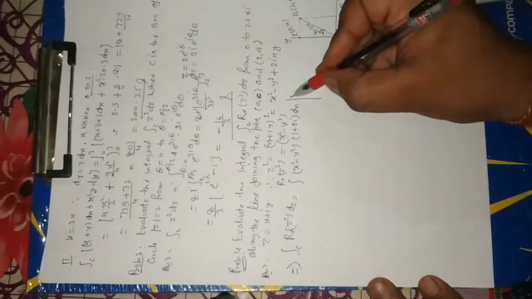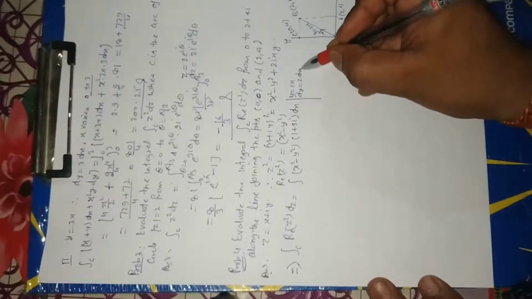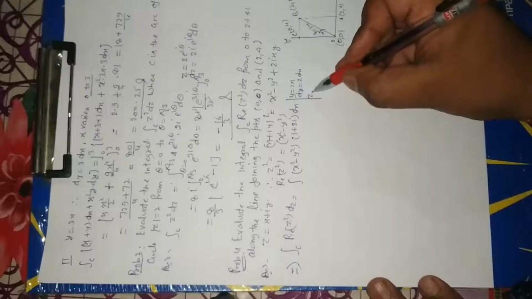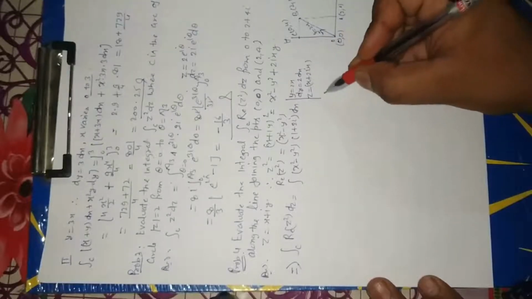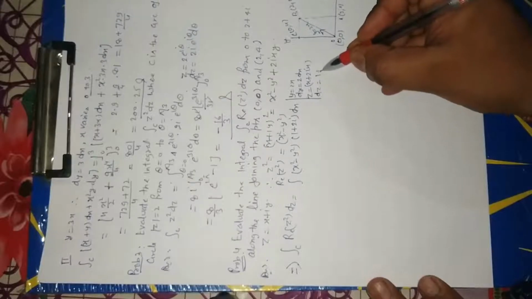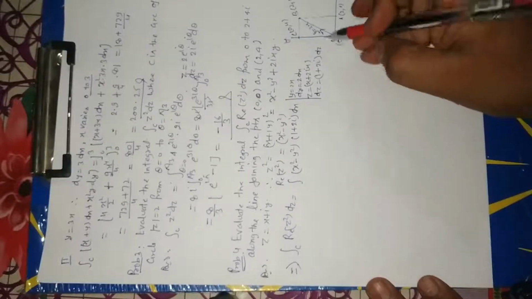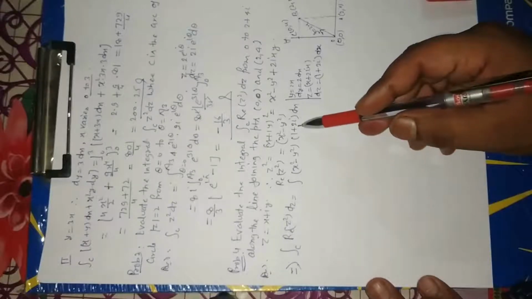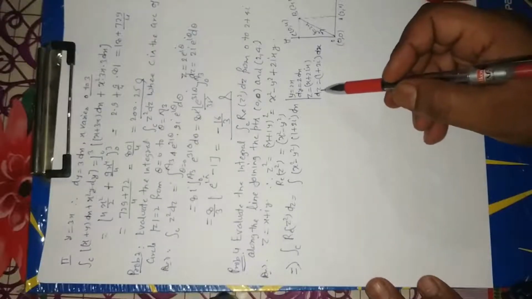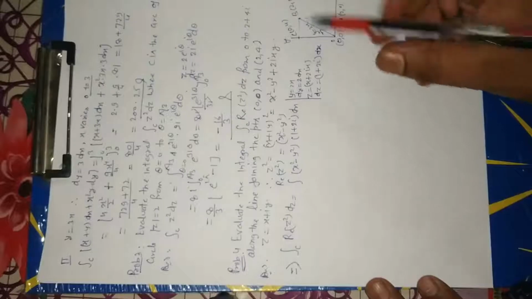Since y is equal to 2x, therefore dy is equal to 2 dx. Now z is equal to x plus 2ix, therefore dz is equal to (1 plus 2i) dx. Now the value of x here is 0 to 2.